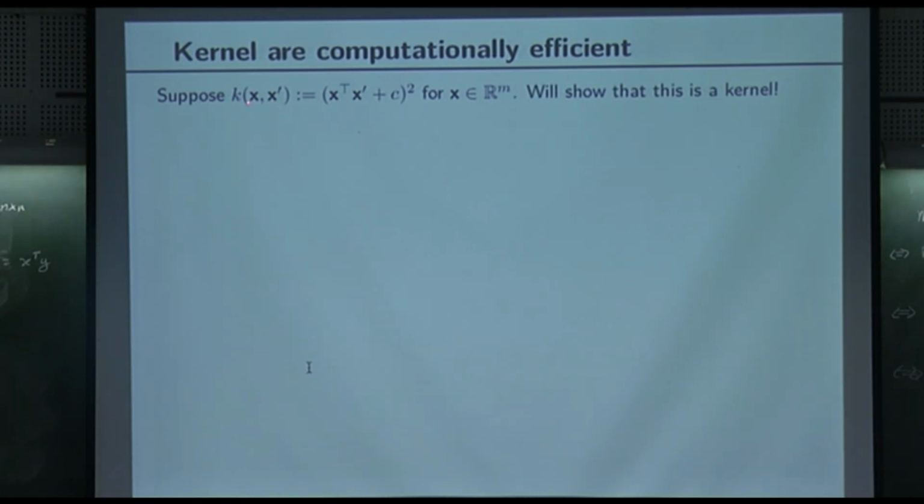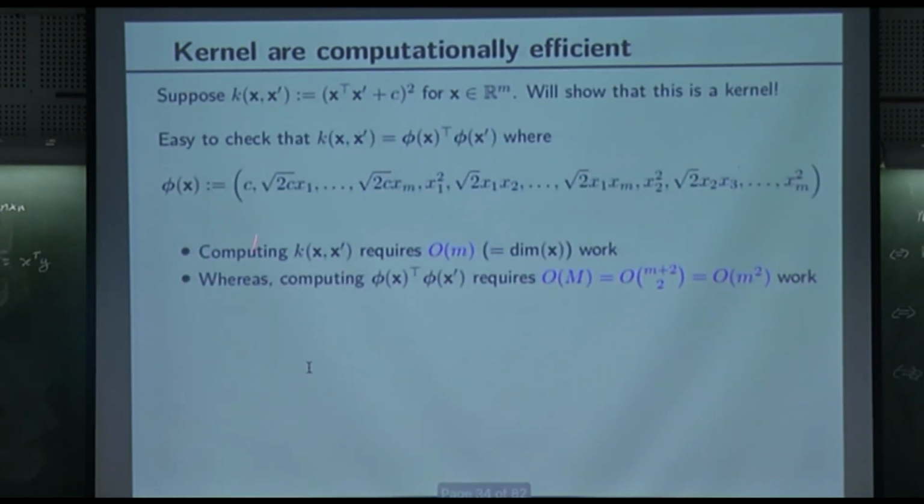So suppose you have a function which is k(x, x') = (x^T x' + c)^2. I haven't told you that this is a kernel. In a few slides I will show that this is a kernel. For now, believe that this is a kernel. Now, it's easy to check that this k(x, x') can be written as phi(x)^T phi(x'), where phi(x) has this structure.